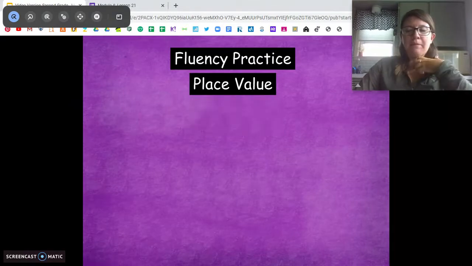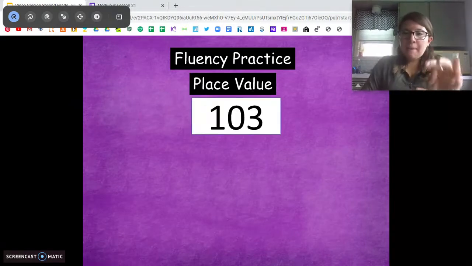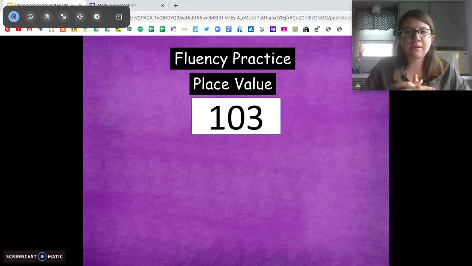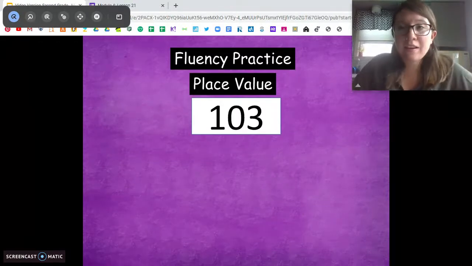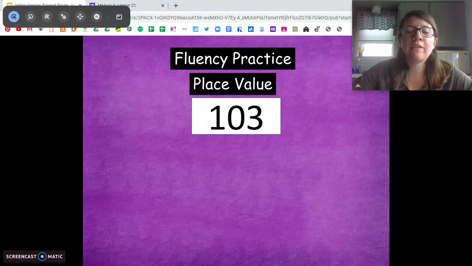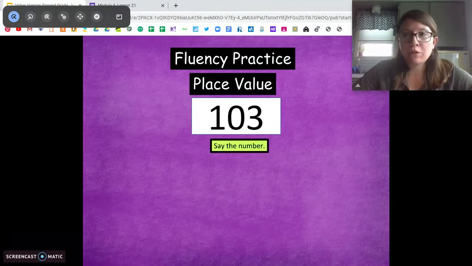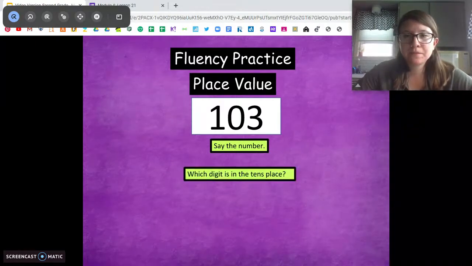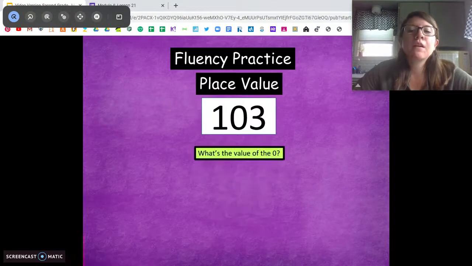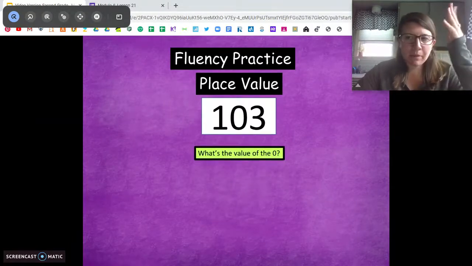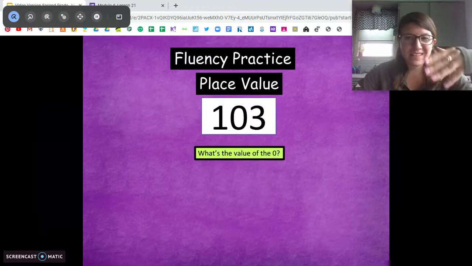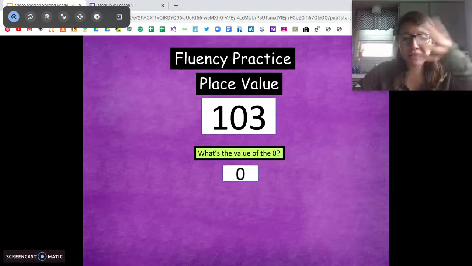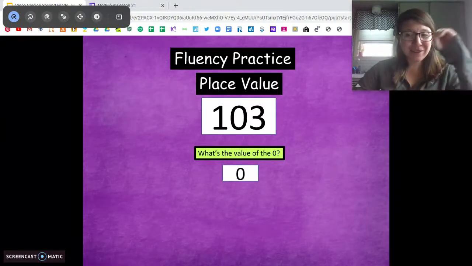Good. All right. Look at this number. We got to review our place value because it's important when we start adding and when we start subtracting using vertical method. So we have 103 here. 103. Say that with me. 103. Beautiful. What digit is in the tens place? Good. What's the value of that 0? How much is that 0 worth in this number? It's worth 0, right? Even though it's in the tens place, it's still 0.